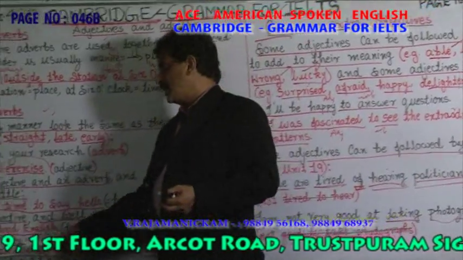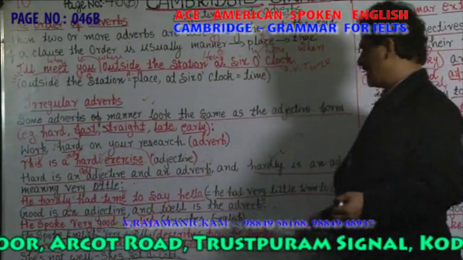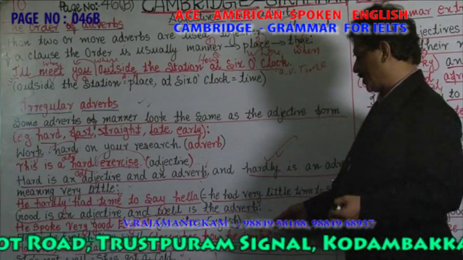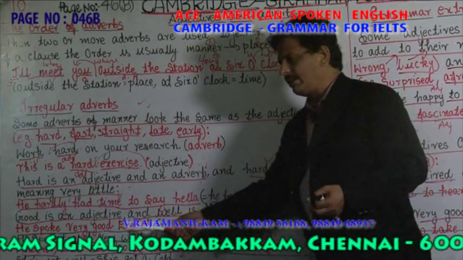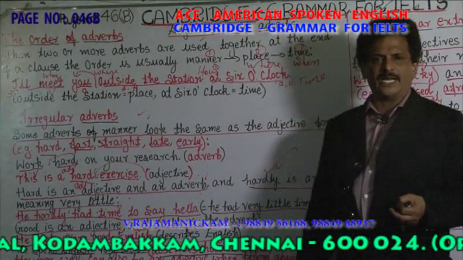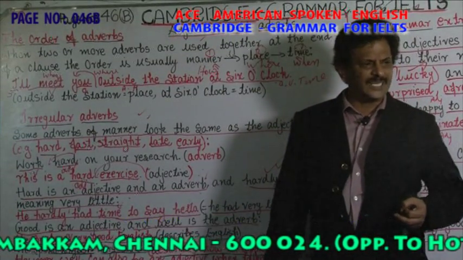So here, good is an adjective and well is the adverb. He spoke very good English, describes English. What type of English? Good English. He spoke English very well. So this well becomes an adverb.